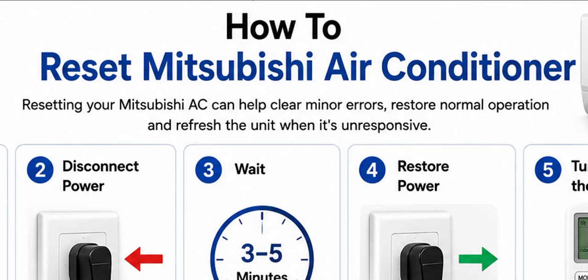How to reset Mitsubishi air conditioner. Resetting your Mitsubishi AC can help clear minor errors, restore normal operation, and refresh the unit when it's unresponsive.